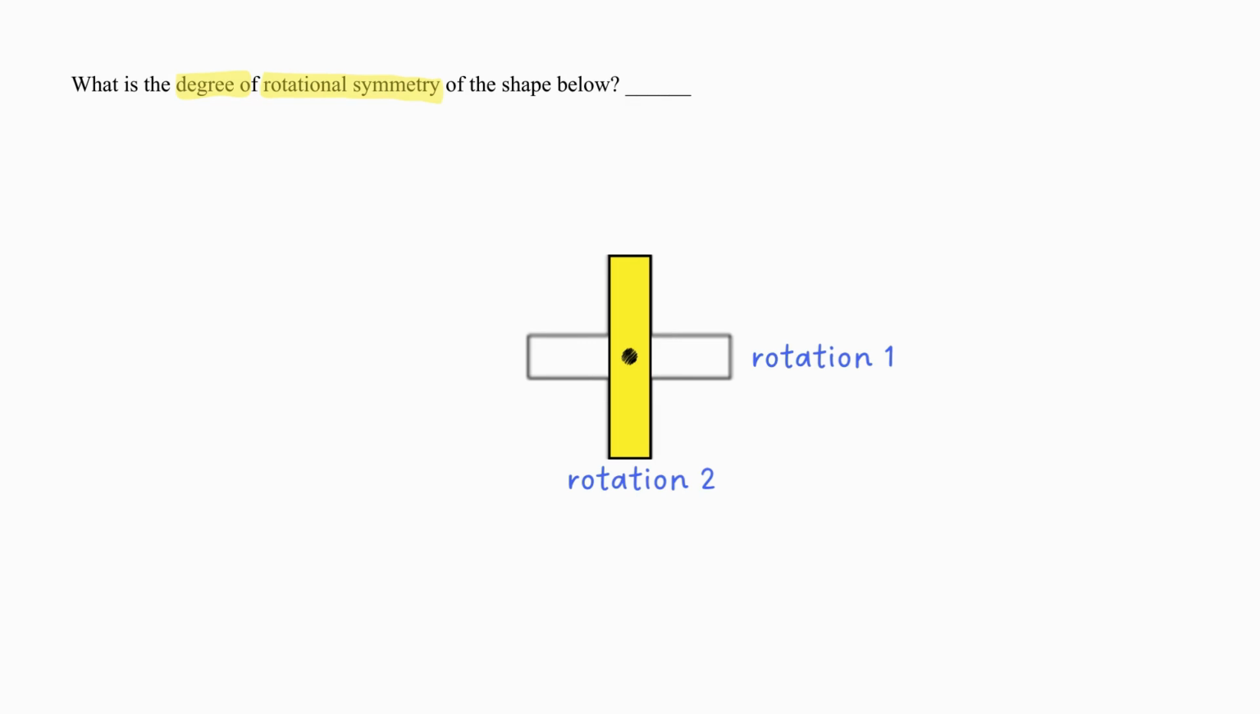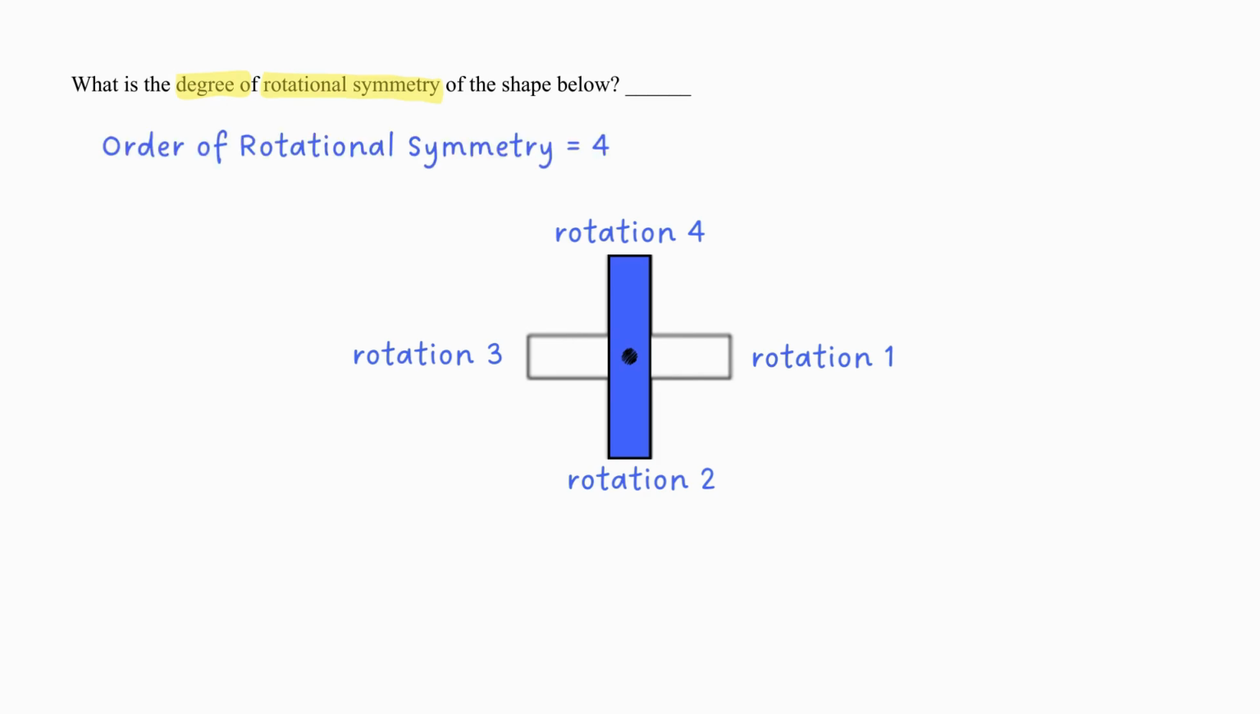This is the second rotation. Now rotate it again, it will be horizontal, and that will be our third rotation. And the final rotation will take you back to the start. This is our fourth rotation. So, the order of rotational symmetry for this shape is 4.